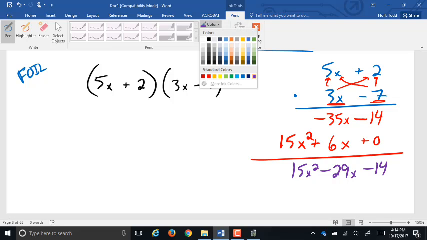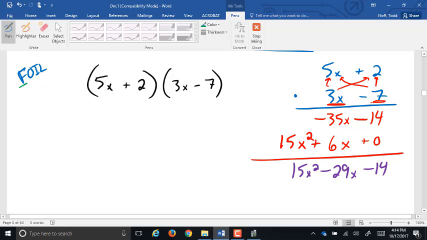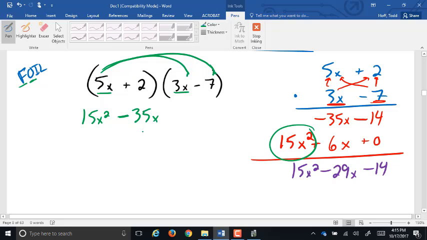Well, we mentioned this shortcut of FOIL. And all it is, remember, F stands for first. So we multiply the first two digits. 5x times 3x, 15x squared. Notice that was one of the results we had over here. O stands for outer or outside. So we do the outer ones. 5x times negative 7, negative 35x. Notice that was one of our results over here.